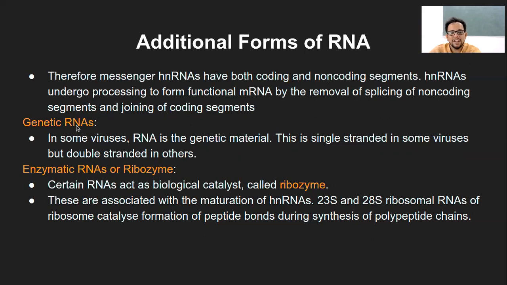There is something called genetic RNA. We know that there are certain RNA viruses that have RNA as their genetic material, while there is no DNA as genetic material. That is when this RNA is called genetic RNA. It is single-stranded in some viruses, while it can be double-stranded in other types of viruses, depending on which virus we are talking about. The simplest examples we know of are tobacco mosaic virus, influenza virus, coronavirus, and HIV. These are all RNA viruses, and their RNA is specifically called genetic RNA.